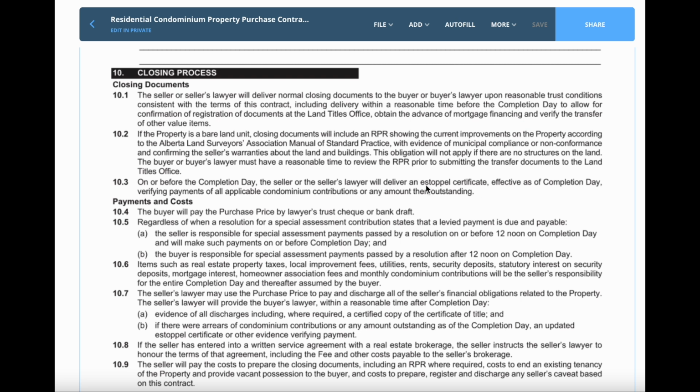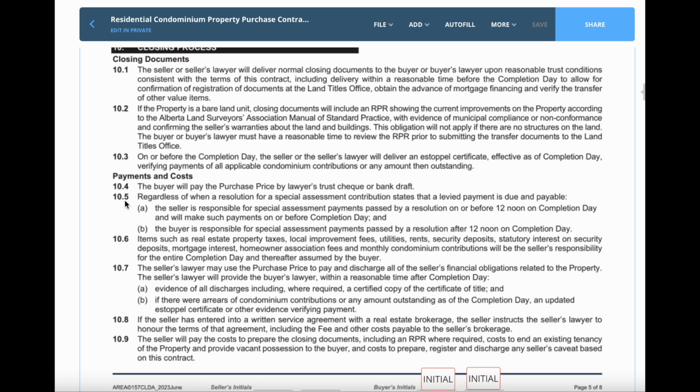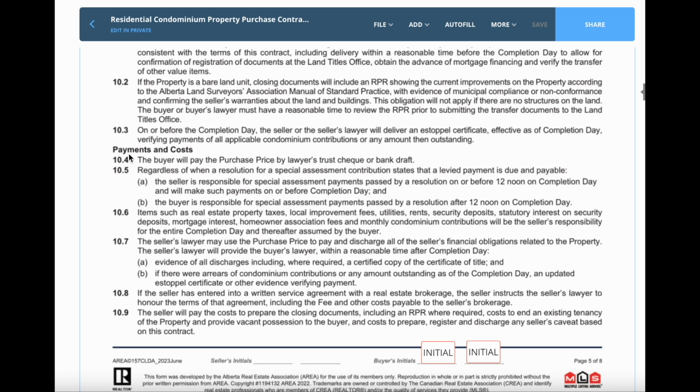The lawyers have to pull an estoppel certificate to verify that all the condominium fees have been paid, and if there is any outstanding amount for the seller to pay. And then we've got the payments and the costs. So the buyer will pay the purchase price by bank draft again, or a trust cheque.